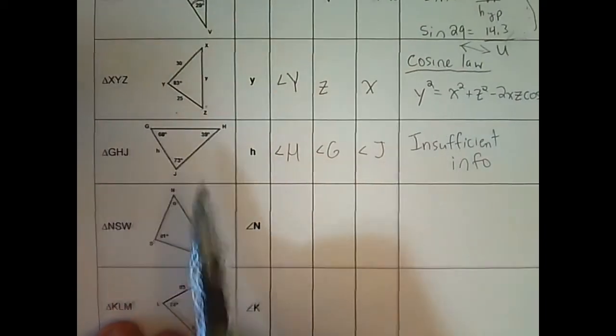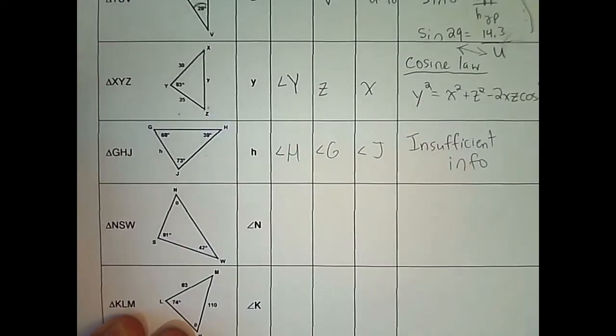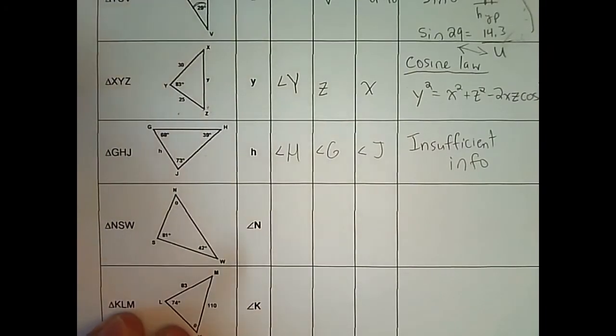If they gave us a side or something, then we can maybe use sine law, or potentially cosine. No, sine law would probably be better. But just 3 angles, not enough information.